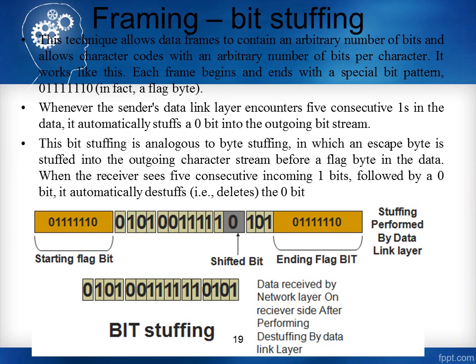Next one is bit stuffing. In this technique, we are going to see how the data frames contain an arbitrary number of bits, which allows characters with an arbitrary number of bits per character. In this, we are going to add a 0 for every 5 consecutive ones, and then send this data to the receiver. The receiver, as soon as it receives the data, is going to destuff the 0 that we added after 5 consecutive ones.